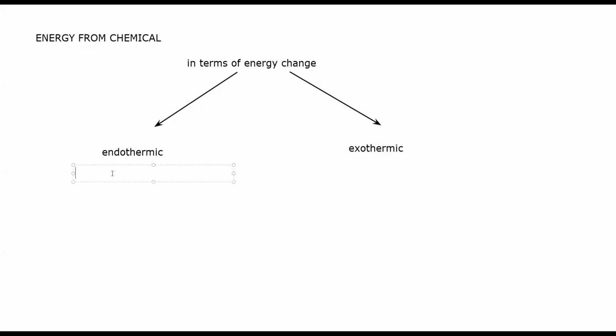Endothermic reaction means the reaction in which energy is taken in, whereas exothermic reaction is one in which the energy is given out. So when it releases energy, we call it exothermic. When a chemical reaction absorbs energy, we call it endothermic.